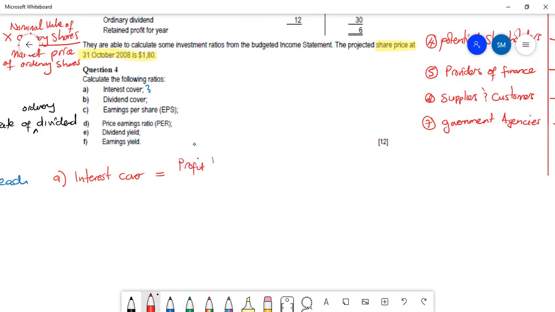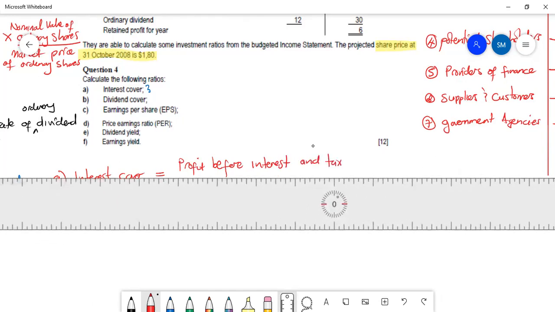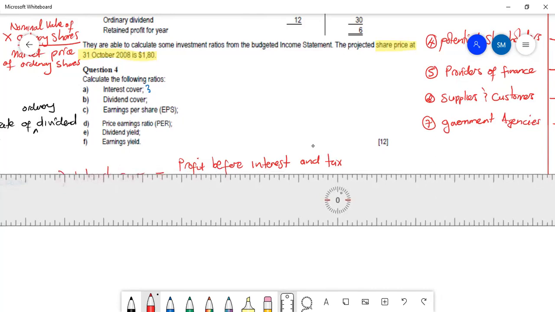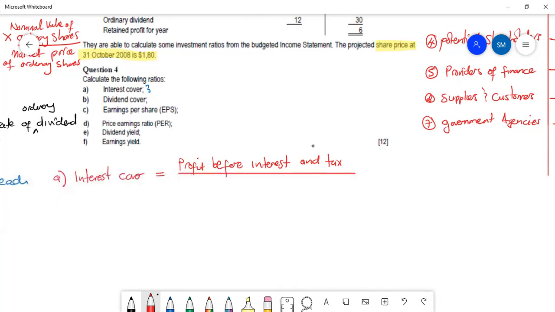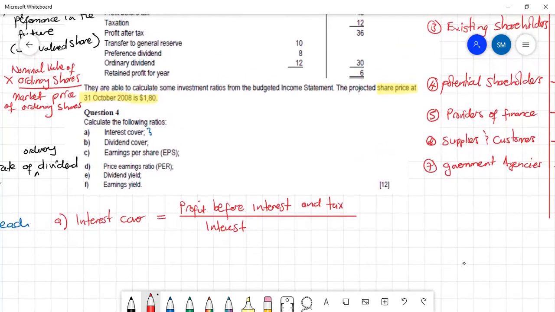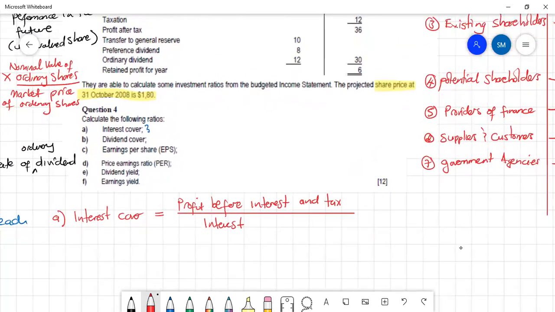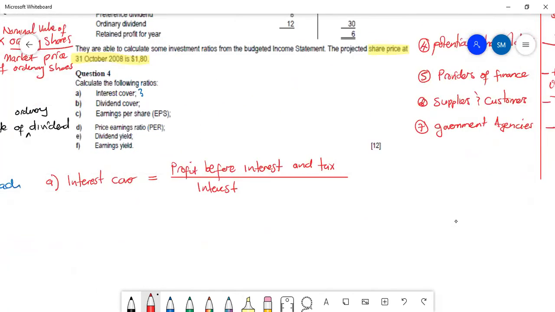I think profit before interest and tax divided by interest payable, the interest expense.